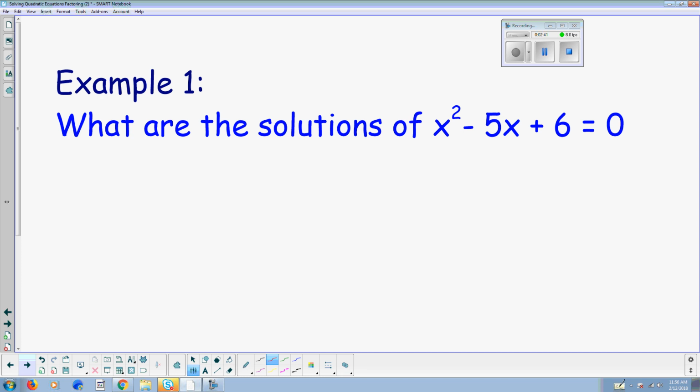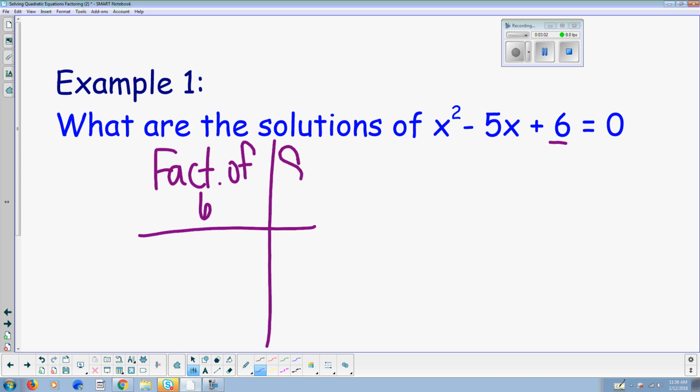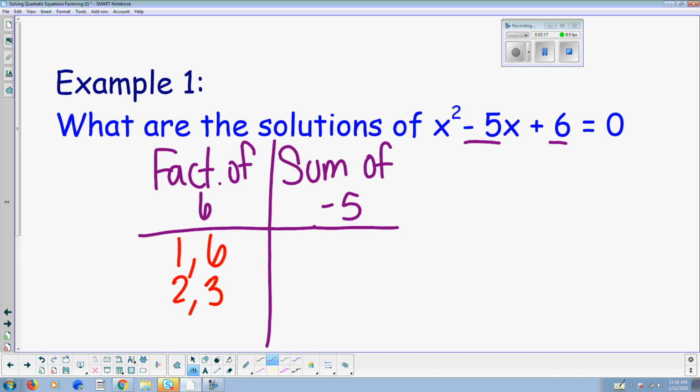So in our first example, it says, what are the solutions of x squared minus 5x plus 6? Well, first of all, this is a trinomial, and we are going to factor this using a chart method. So we're going to list the factors of 6 that will give us a sum of the middle term, negative 5. So what are factors of 6? Well, I know I can multiply 1 and 6. I know I can multiply 2 and 3.